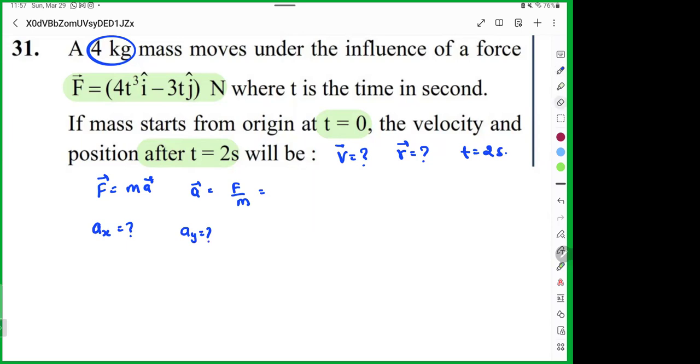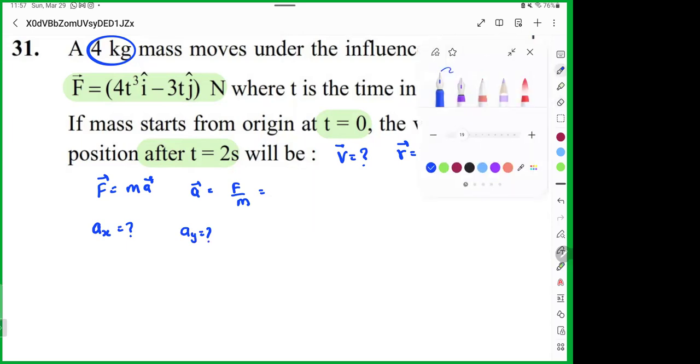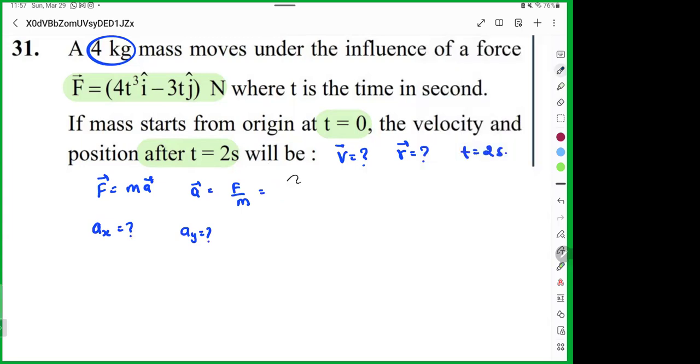Example, here, what is the force value? 4t cube i cap minus 3t j cap. This is divided by 4 because the mass is 4. Any doubt? No, sir. Any doubt? So this will be your ax value, and this will be your ay value.